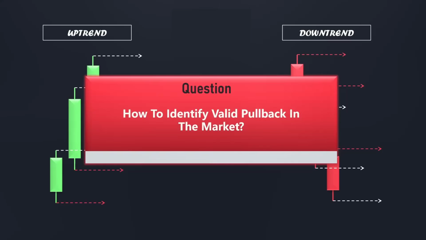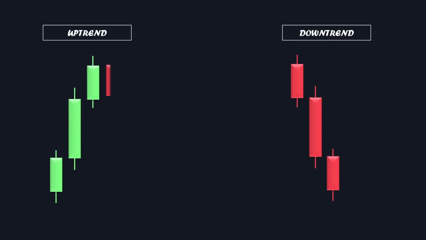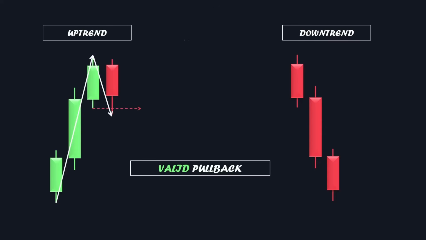Now let's apply this to identifying valid pullbacks. In a bullish trend, a pullback becomes valid when a candle breaks below the low of the previous candle or sweeps its liquidity. For example, if a red candle drops below the low of the earlier green candle, that confirms a valid pullback. If price does not break that previous low, the pullback is not valid. Also remember, candle color doesn't matter. Only the high and low points do. In a bearish trend, a pullback becomes valid when a candle breaks above the previous candle's high and sweeps liquidity.